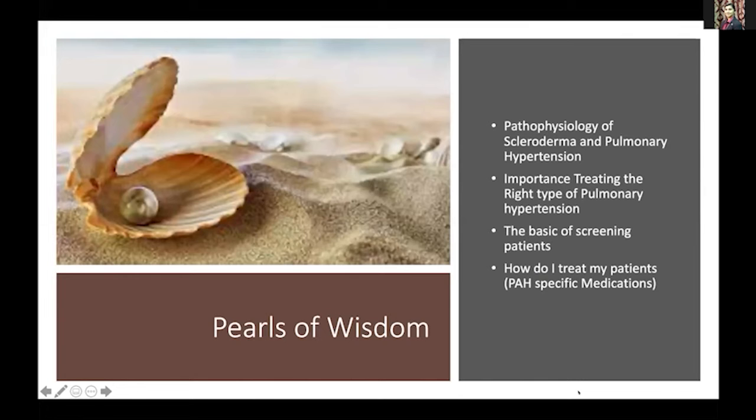So this is the pearl of wisdom that I would like to disseminate today. First, we're going to talk a bit about the pathophysiology of scleroderma and its association with pulmonary hypertension. Then we're going to talk about the importance of treating the right type of pulmonary hypertension in patients with scleroderma. I'm going to emphasize screening, because screening for pulmonary hypertension is very important in patients with scleroderma. And how do I treat my patients with pulmonary arterial hypertension specific medications?